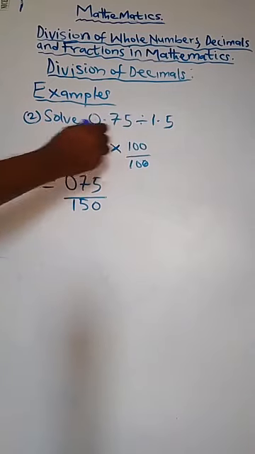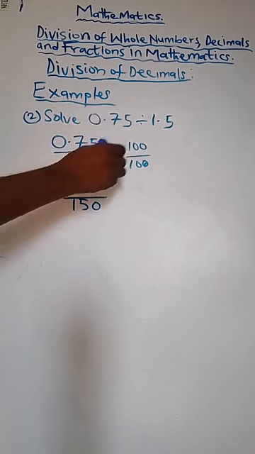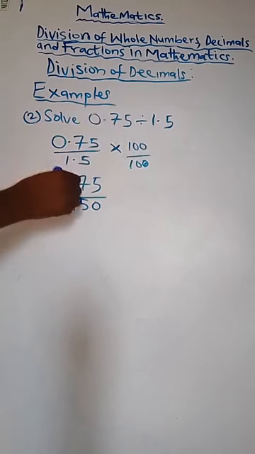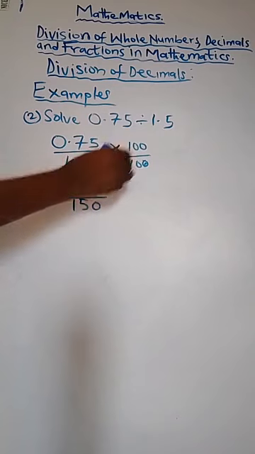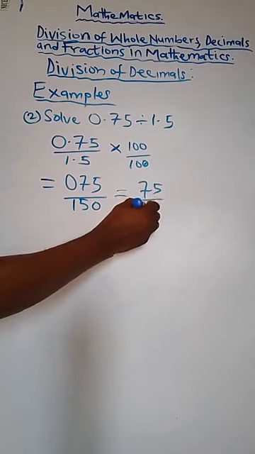Then this 0 will move this one here. This 0 will also move this one here. So we have 0.75. This 0 will move this one here. We have 1.5. Then the last 0 will just write it here. So what we end up having is 75 over 150.